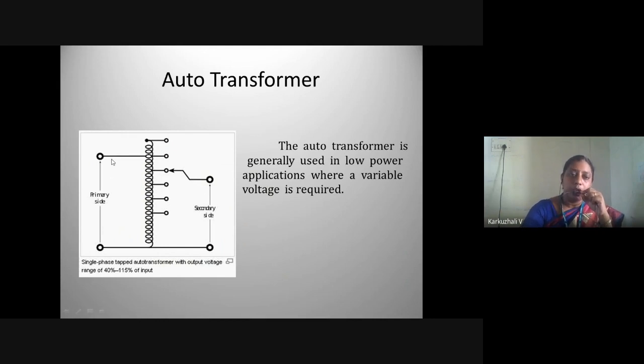How is that possible? The input is fed here to the primary, and the output can be collected at any terminal. So there are terminals 1, 2, 3, 4, 5. These 5 terminals are taken out, and the output is collected with any one terminal. The negative terminal is the zero terminal. From any one of the terminals you can take the output, and that is called the secondary side. And this auto transformer is used in low power applications.